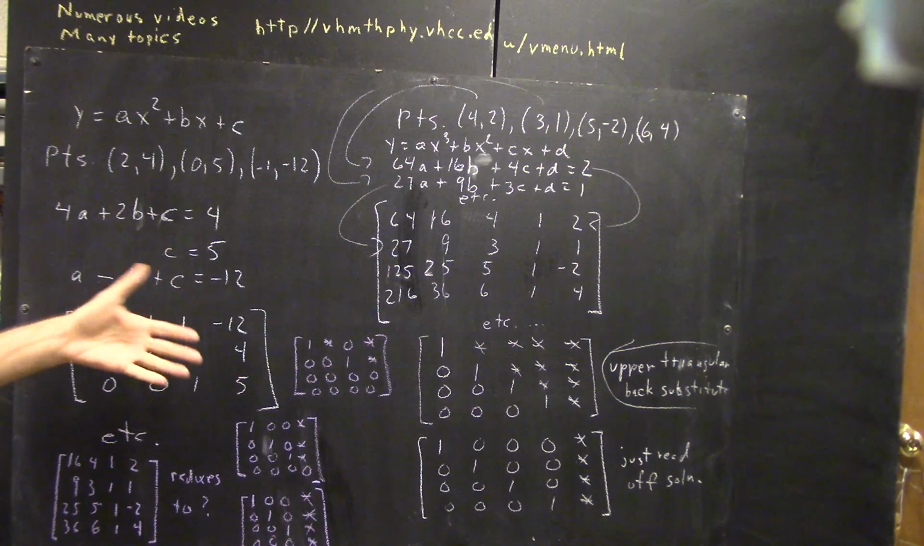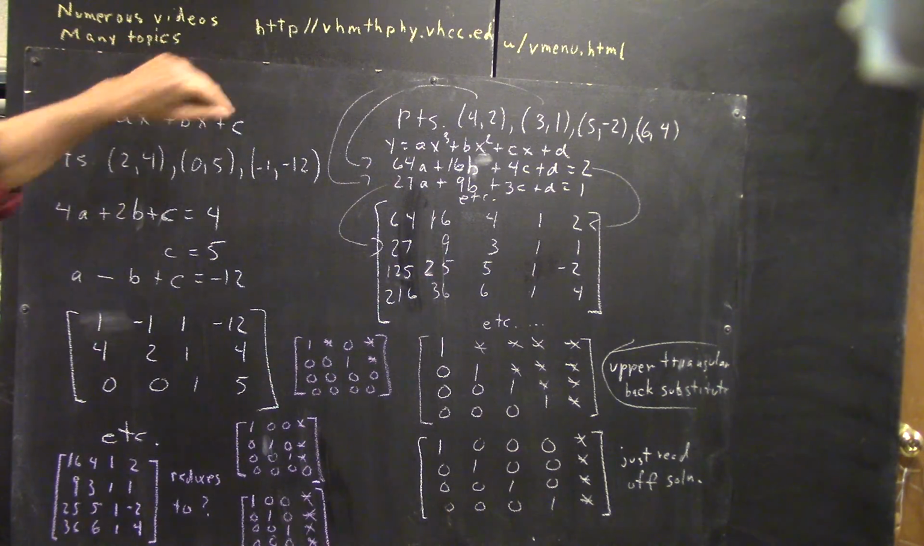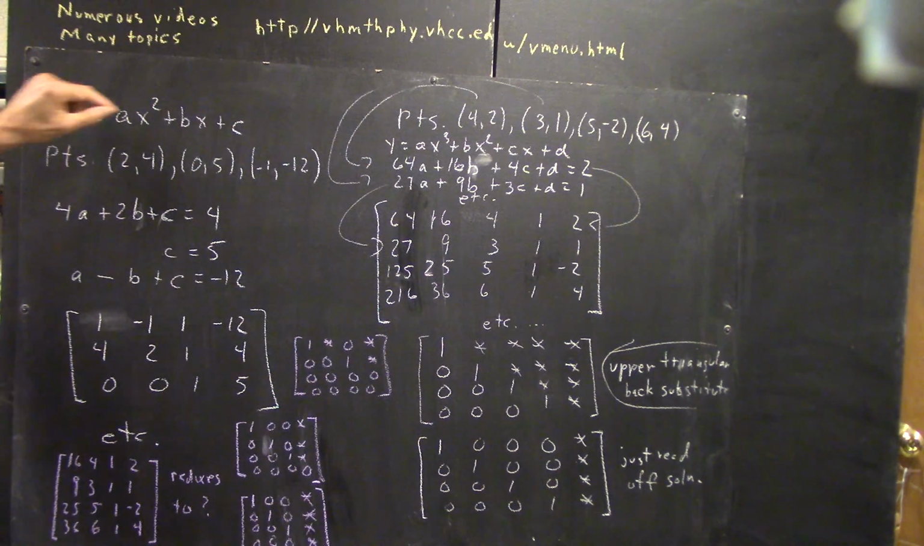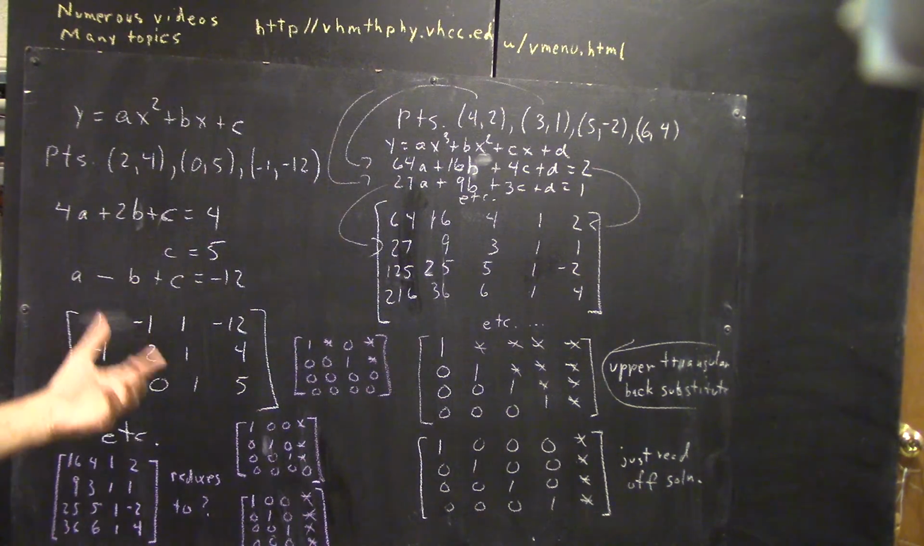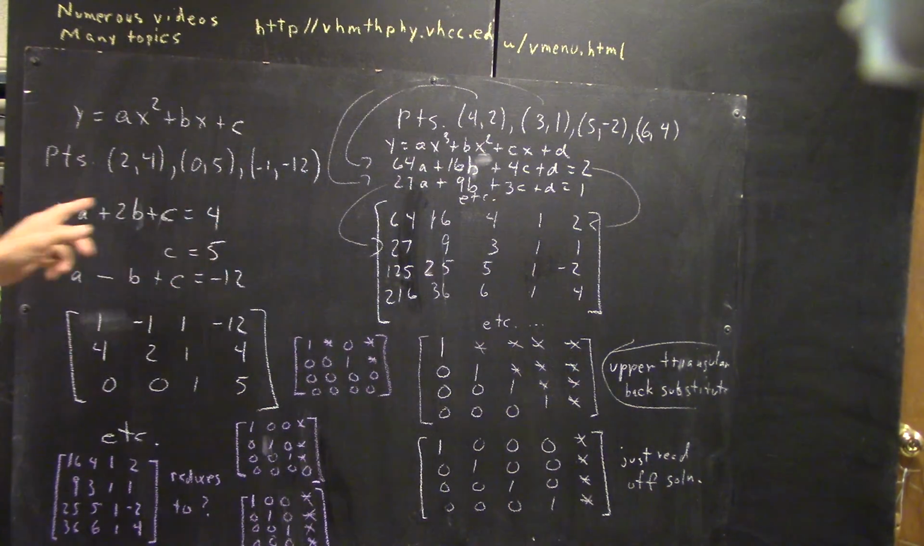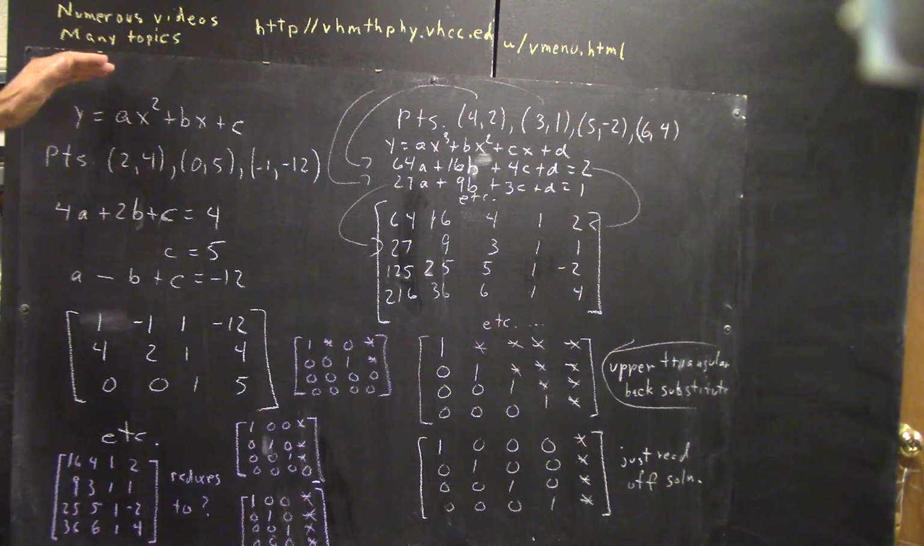Our solution, as you can tell, is going to give us values of a, b, and c. And we're going to be able to put those solutions into this equation and get our specific quadratic function, which we can then graph and verify that these points lie on the curve. And that will be the case.